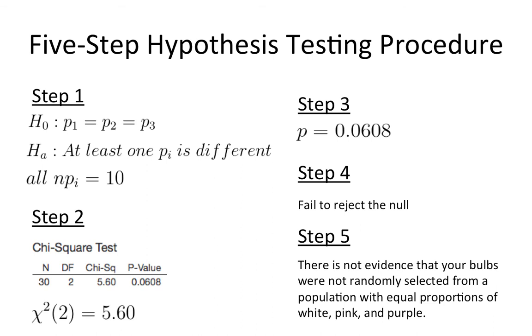There is not evidence that your bulbs were not randomly selected from a population with equal proportions of white, pink, and purple. In other words, we do not have evidence to reject the null hypothesis, and we can't tell the company the bulbs that you sent me are not randomly selected because they could be randomly selected from a population with an equal proportion of white, pink, and purple.